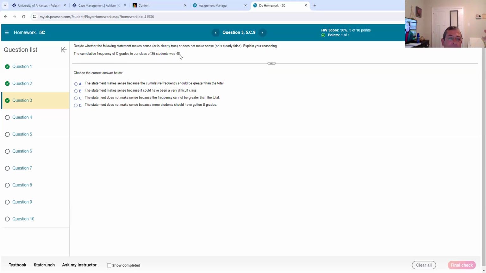But y'all, that can't make sense, right? If you only got 25 students, there's no way you had 48 C's. So that's definitely wrong because your cumulative frequency can never equal more than the total students, okay? So it does not make sense. And then here we say the frequency cannot be higher than a total.